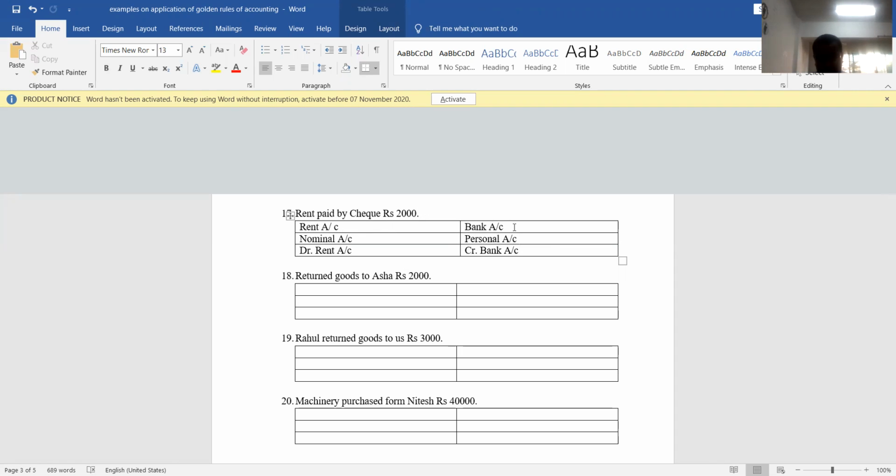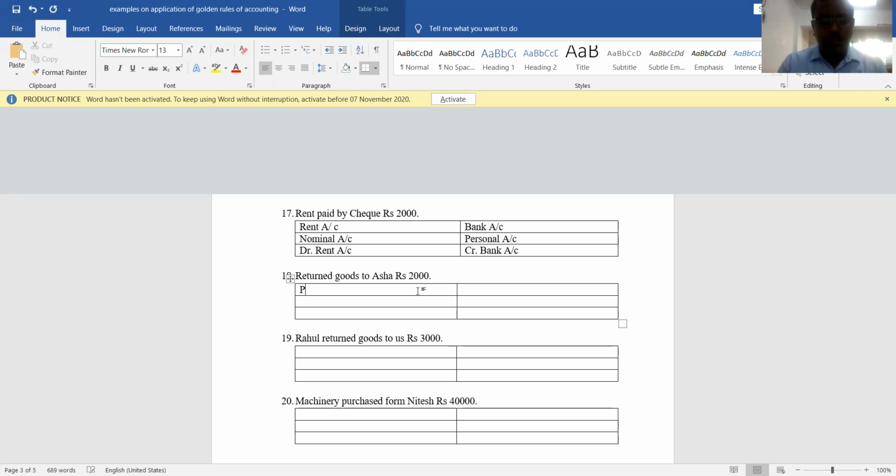Let us take another two or three examples in connection with application of golden rules of accounting. Then later we'll move towards some question paper problems in connection with classification of accounts. Here, the 18th transaction is: returned goods to Asha. We, the business, are returning goods to Asha. So, which are the two accounts here? It means whatever we had purchased from Asha, we are returning to her.